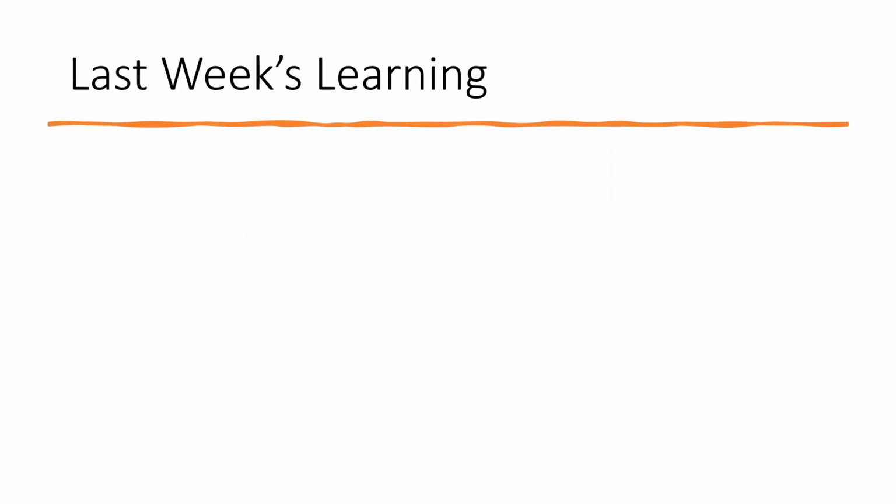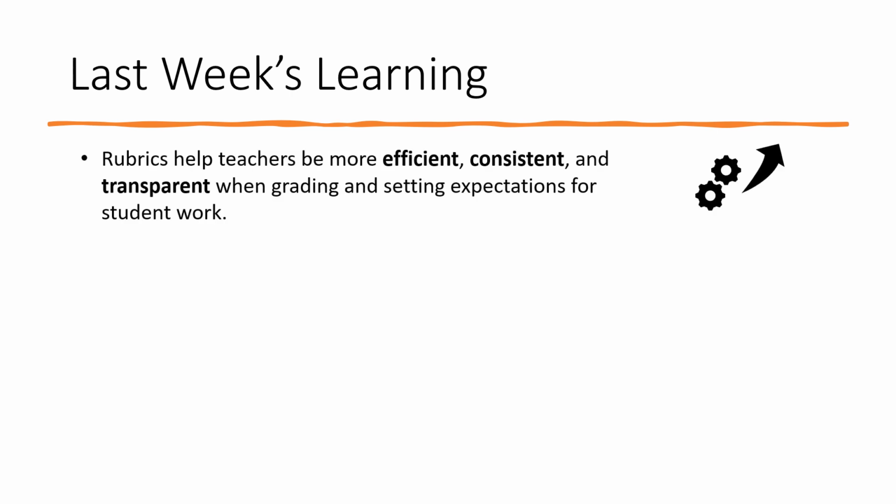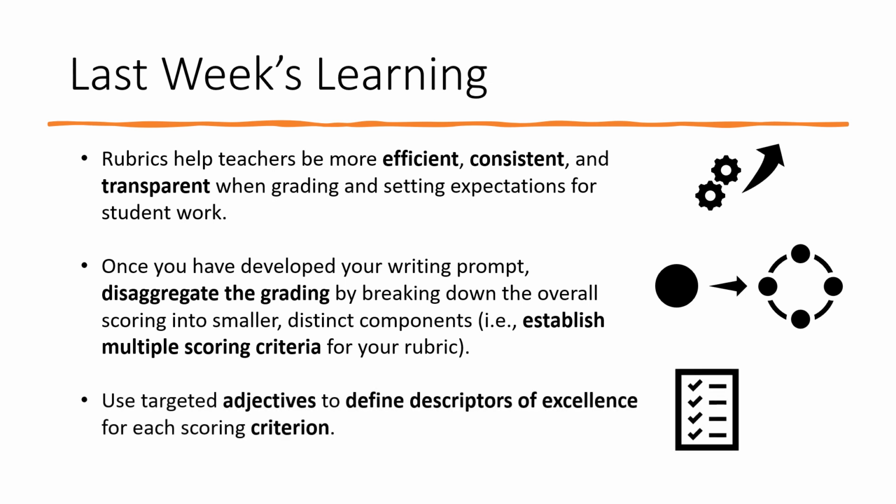But first, as always, let's review last week's learning. We learned that rubrics help teachers be more efficient, consistent, and transparent when grading and setting expectations for student work. We learned once you've developed your writing prompt, you can disaggregate the grading by breaking down the overall scoring into smaller, distinct components, or in other words, establishing multiple scoring criteria for your rubric. Finally, we learned to use targeted adjectives to define descriptors of excellence for each scoring criterion.